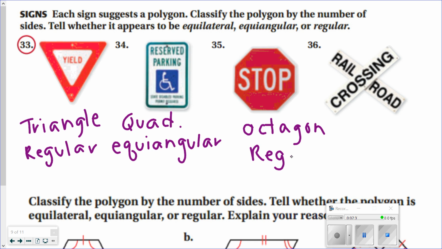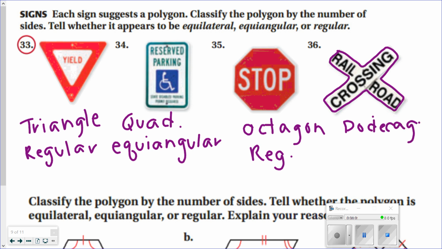And then for the last one here, even though technically this isn't a polygon because it collides, let's focus on the outside, how it makes an X here. And so you have to count the number of sides. So count them and tell me what type of polygon do we have here? Well, it's a dodecagon. It has 12 sides.